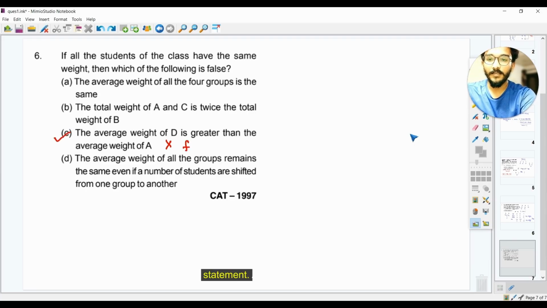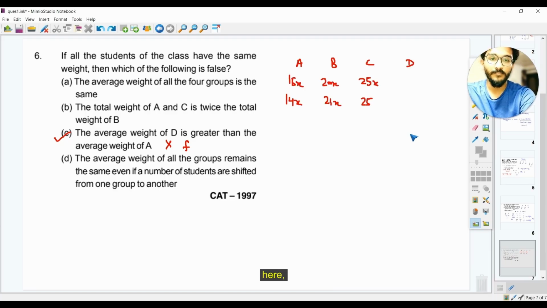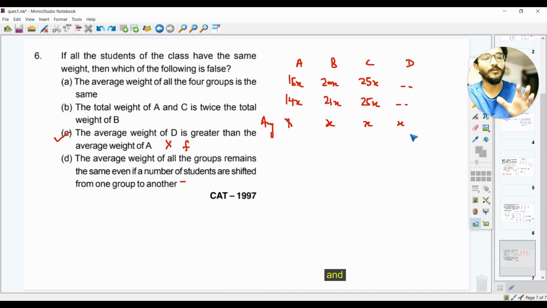Now let's read the last statement. Average weight of all the groups remains same even if a number of students are shifted from one group. It's again the same thing. In the fifth question, we have already taught about this thing. So yes, it will remain same. These are the quantities. If I shift a number from here to here, the average will be x for each of them. 14x divided by 14, 21x divided by 21, and so on. We have already taught about this thing. So I can say this is a true statement.